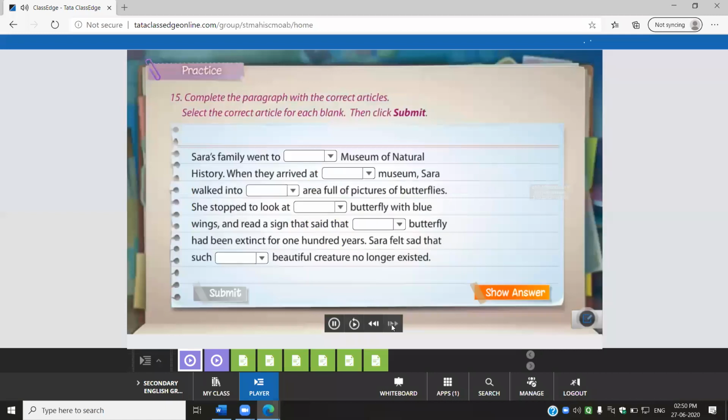Complete the paragraph with the correct articles. Select the correct article for each blank. Then click Submit.